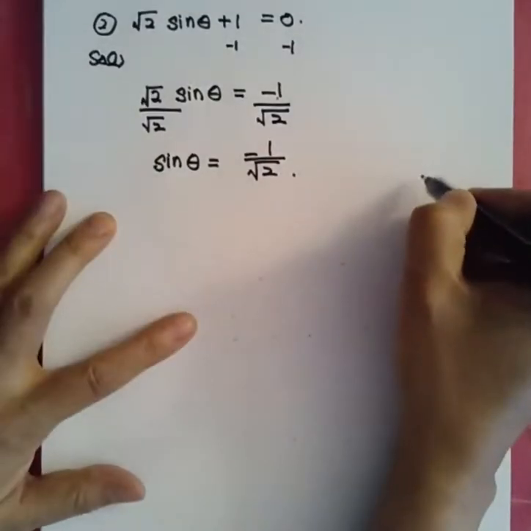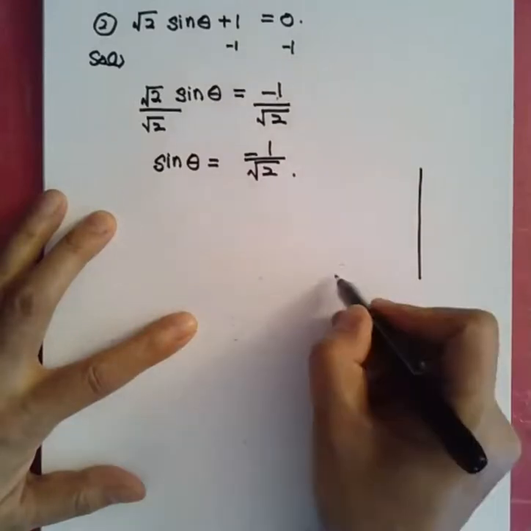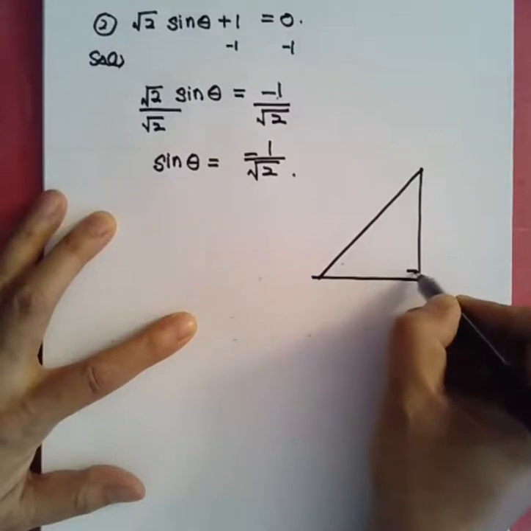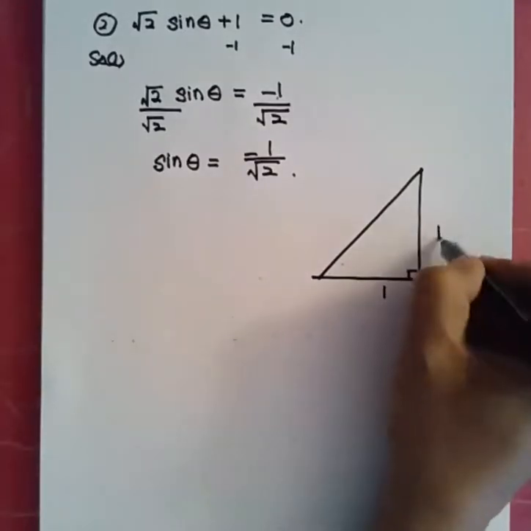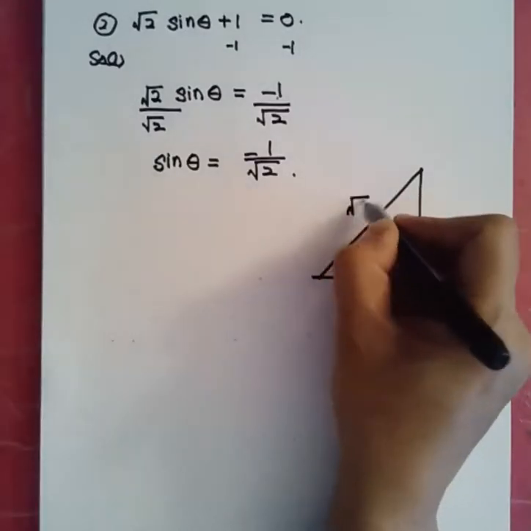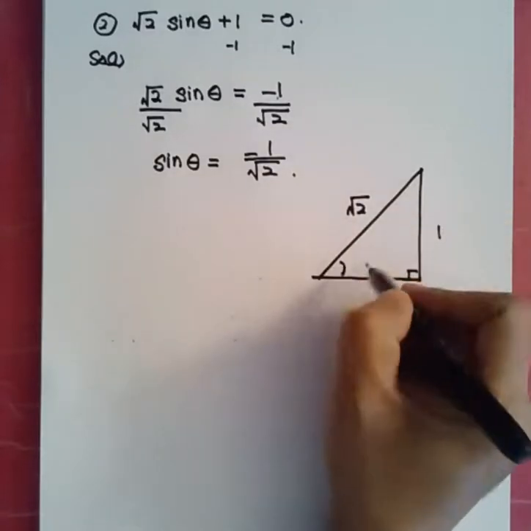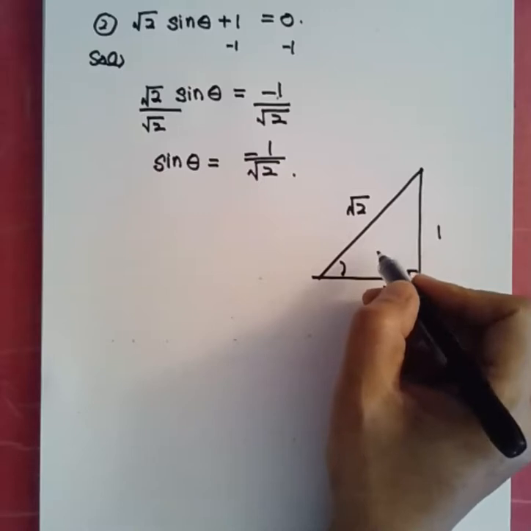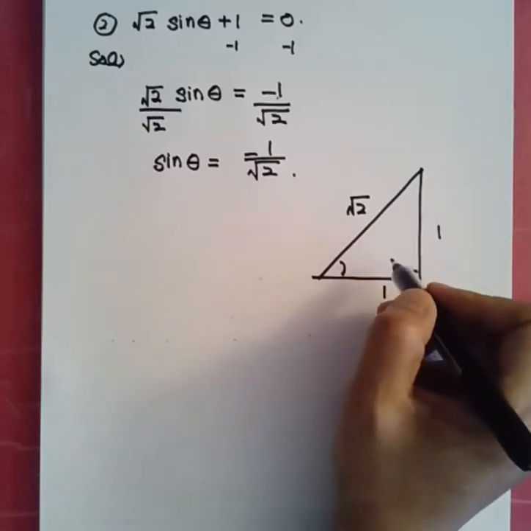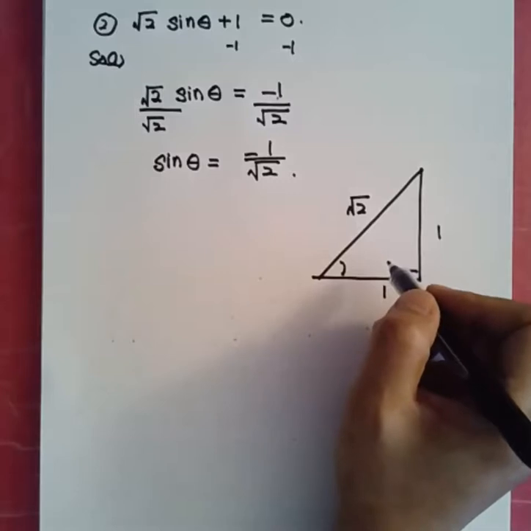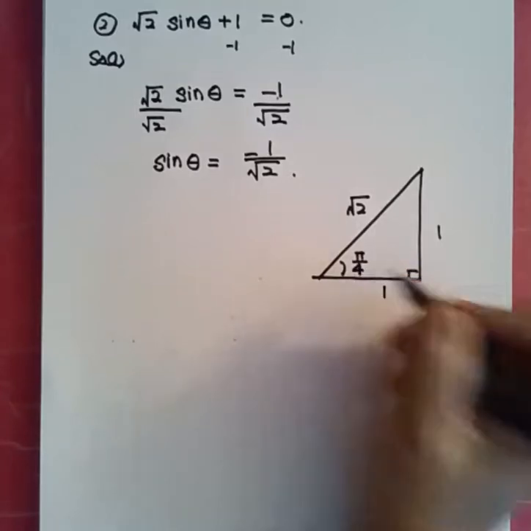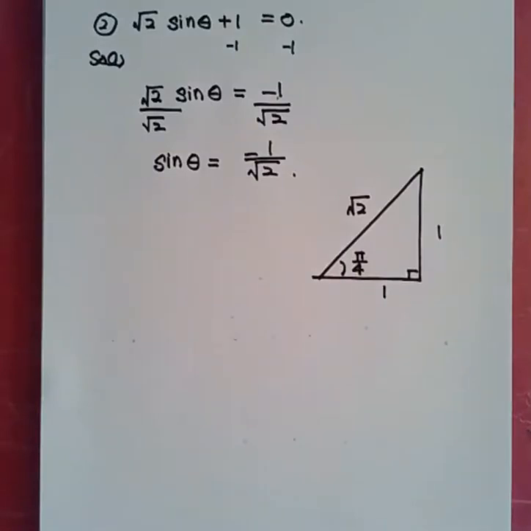So when we think about the triangle, that is related to the 45, 45, 90-degree triangle. In this problem, we have to use radian mode, so we will put that as pi over 4.